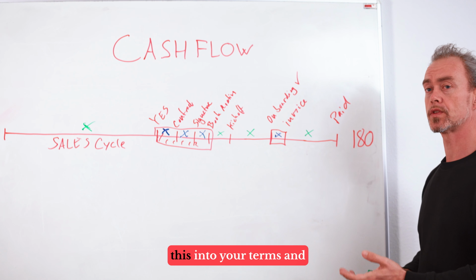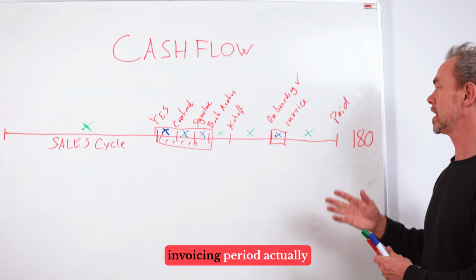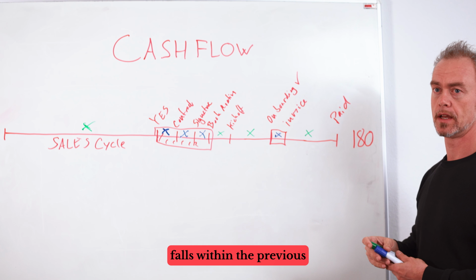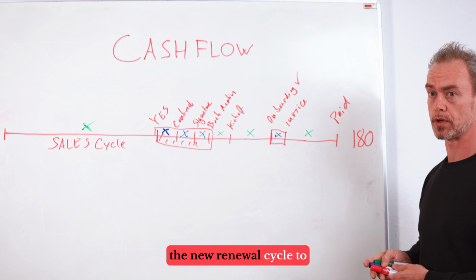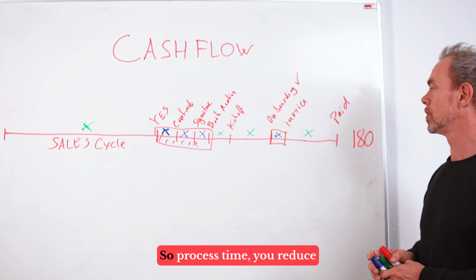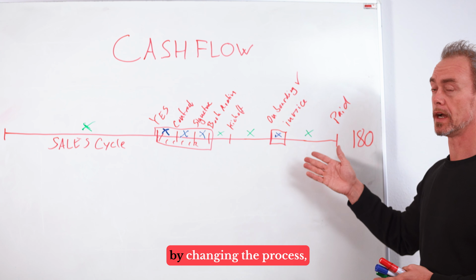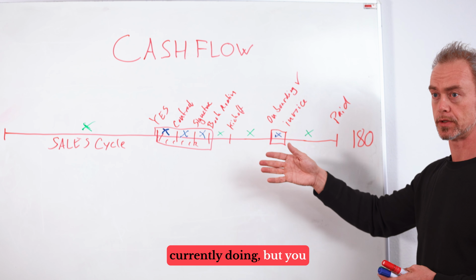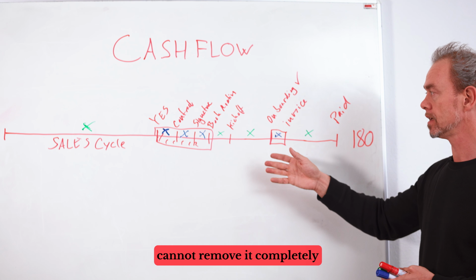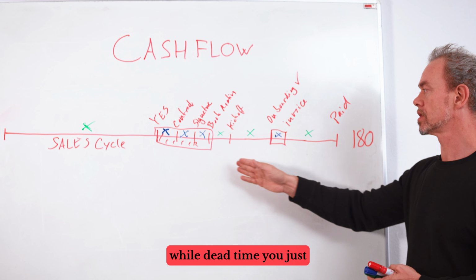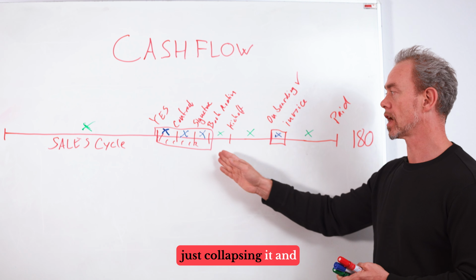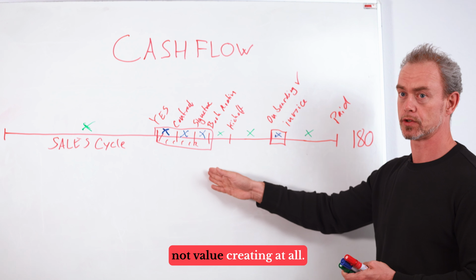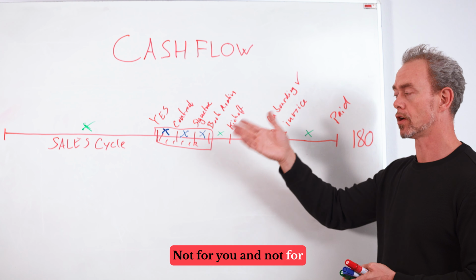And sometimes you can work this into your terms and conditions so that the invoicing period actually falls within the previous renewal cycle and not in the new renewal cycle to speed up cash flow. So process time you reduce by changing the process, by actually making new versions of what you're currently doing, but you cannot remove it completely. While dead time you just eliminate altogether by just collapsing it and just recognizing it as totally irrelevant and not value creating at all, not for you and not for the customer either.